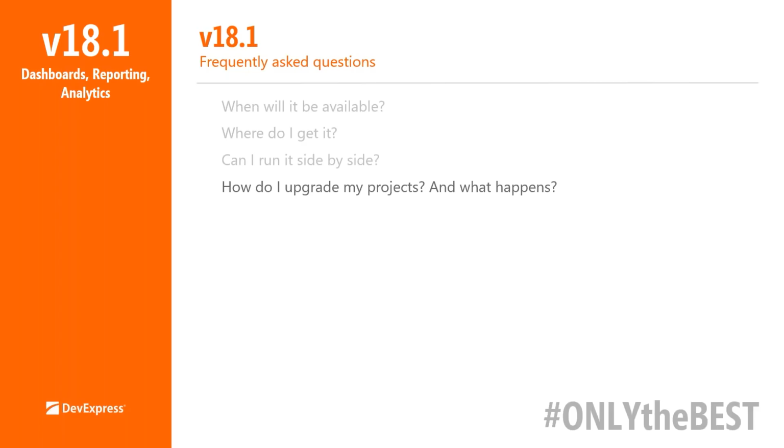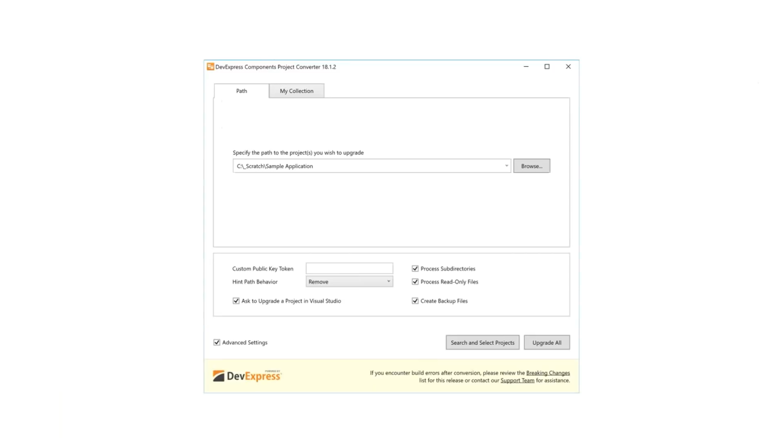How do you upgrade your projects? I'm glad you asked. Basically, run the Project Converter, select the project file you want, or folder or group of folders, and hit Upgrade All. I recommend using the create backup file option. Of course, you should also have a copy in your source control.